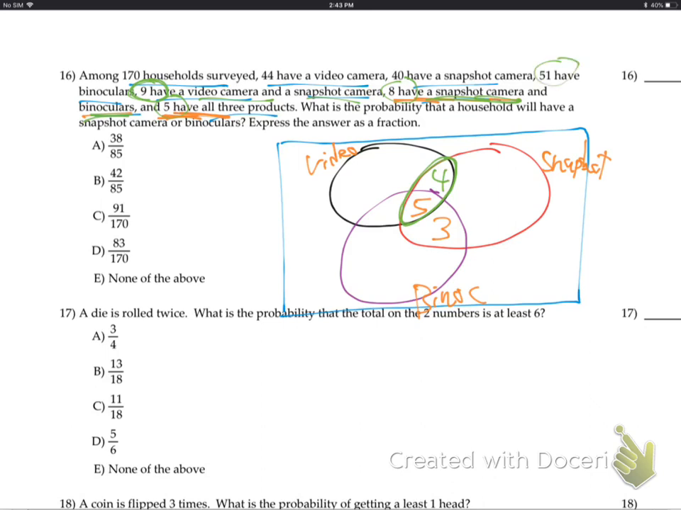Oh, I can't do that because there's two missing. I'm not going to struggle again, am I? Have binoculars. And 40 have snapshot. Oh, yeah, I can do that. 40 have snapshot. I'm only missing this one. So I can do that.